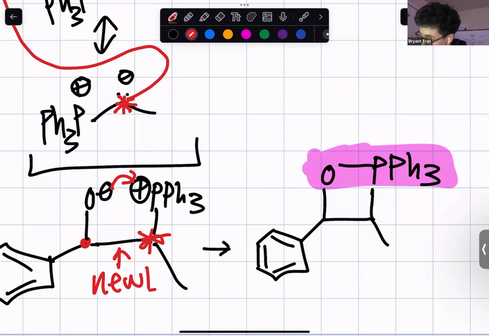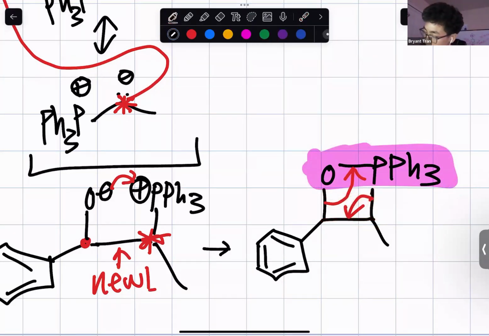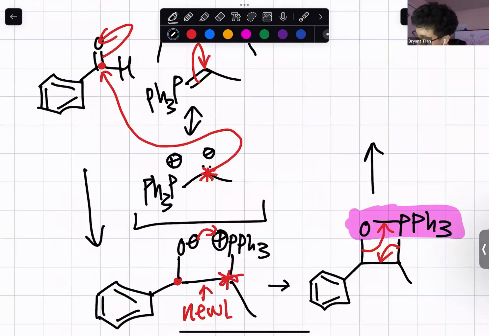We could have one of the bonds, doesn't matter which one, here or here, break and make a double bond between the oxygen and phosphorus like that, which is going to have this other bond here break off as well and make a double bond right there, which forms our alkene and kicks off the side product, giving us our final Z alkene.